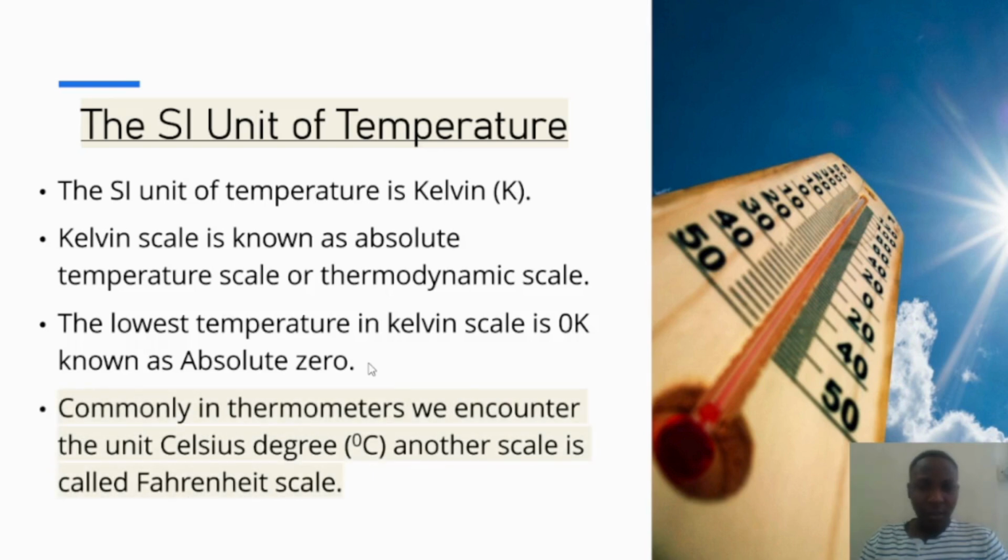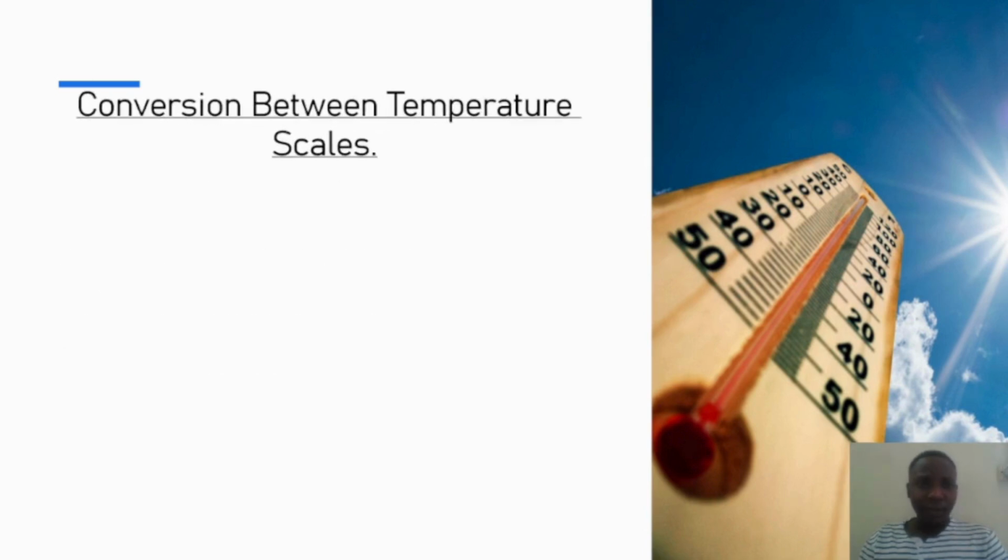Now, commonly in thermometers, we encounter other units, such as degrees Celsius. Another scale is the Fahrenheit scale. So these are other scales, or other units, that you can use to measure the temperature of a body. Moving on, let's see the conversion between temperature scales.